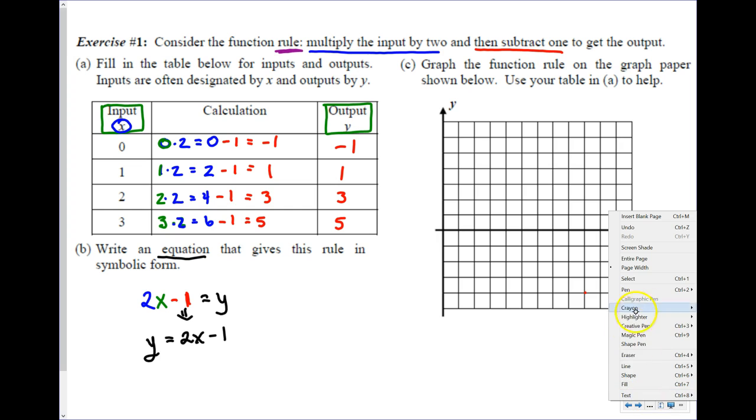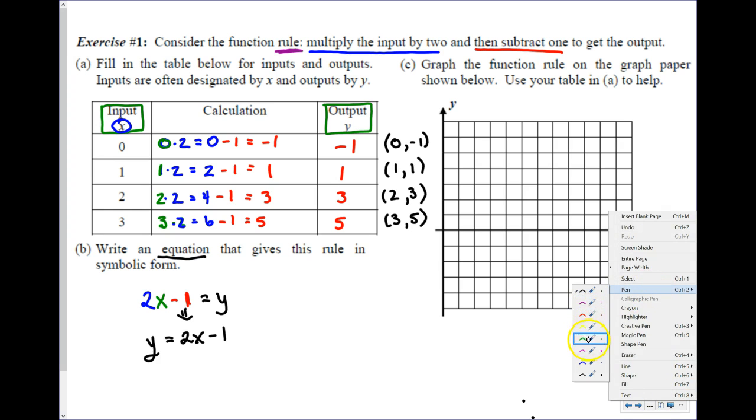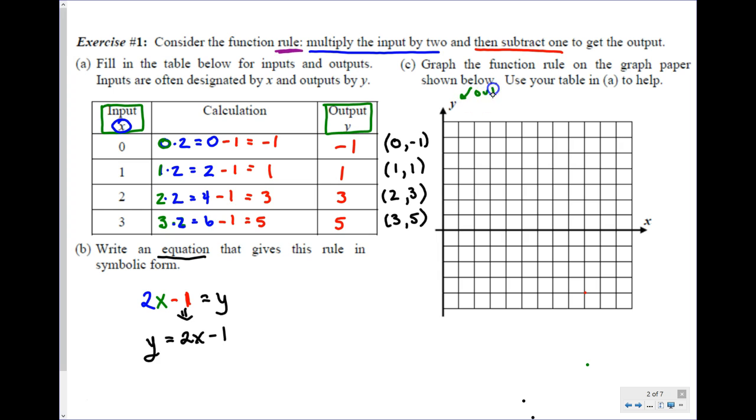So I have my graph here, and we talked about graphing the other day. So now I'm going to take this and I'm going to plot my points. So the first thing I need to do is take these inputs and outputs and make them coordinates. So this first coordinate, my x is 0, my y is negative 1. For this one, my x is 1, and y is 1. My x here is 2, y is 3, and here my x is 3 and my y is 5. Okay? Notice that on your grid, your y is your output, your x is your input.